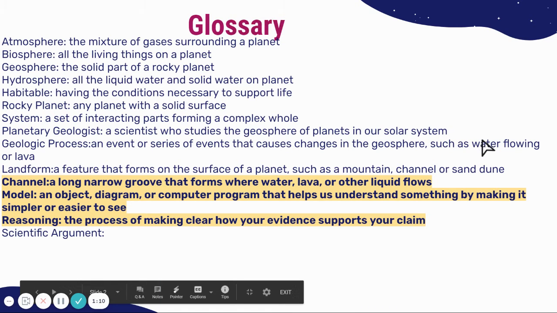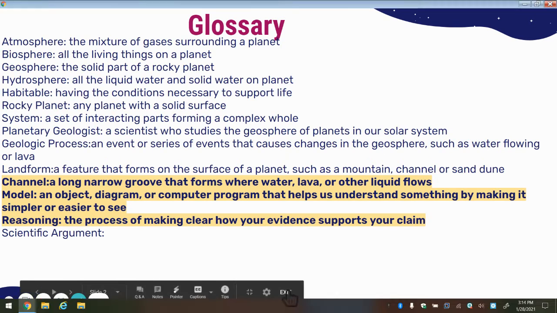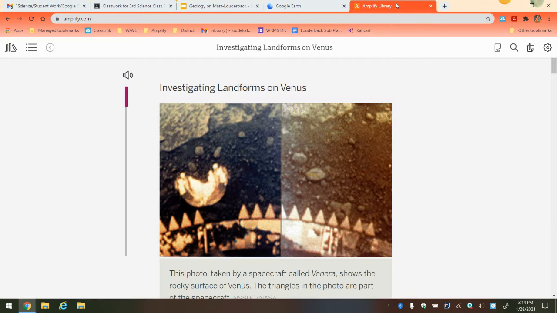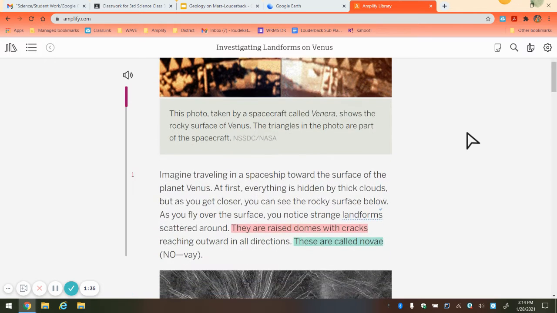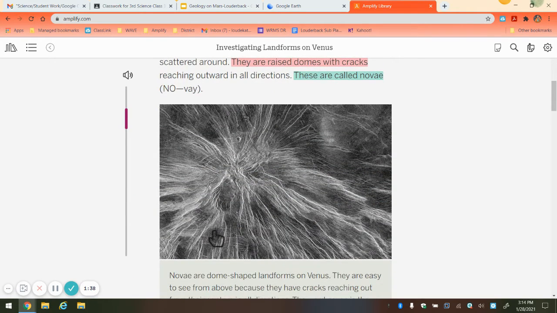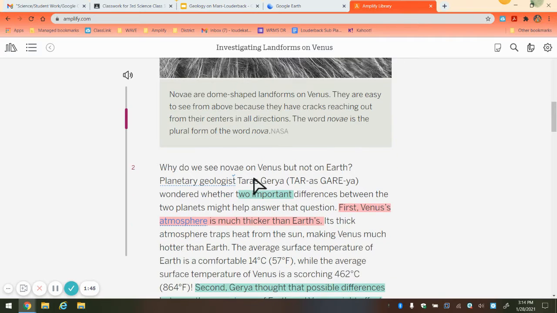Okay, so at this point, we're going to revisit the article we read on Monday and Tuesday, investigating landforms on Venus. So I want to just hit on a few things with this article just to clarify. So Venus has a thick atmosphere. It's very hot and dense, and it has what we presume is a thin geosphere or a thin crust. Okay, this allows magma to rise to the surface, forming these domes called novae. All right, novae.